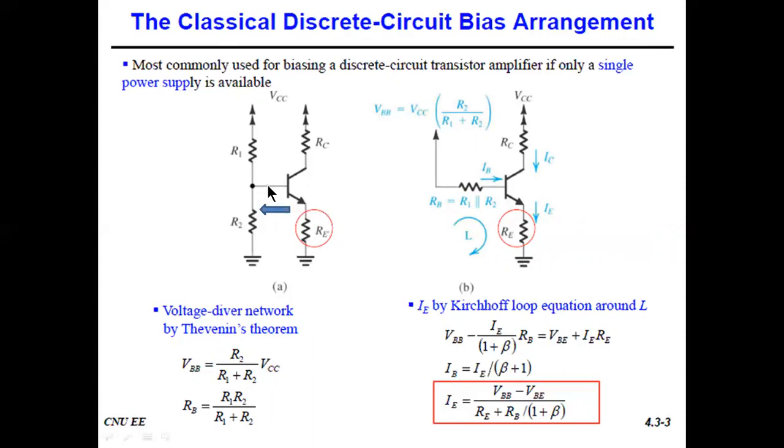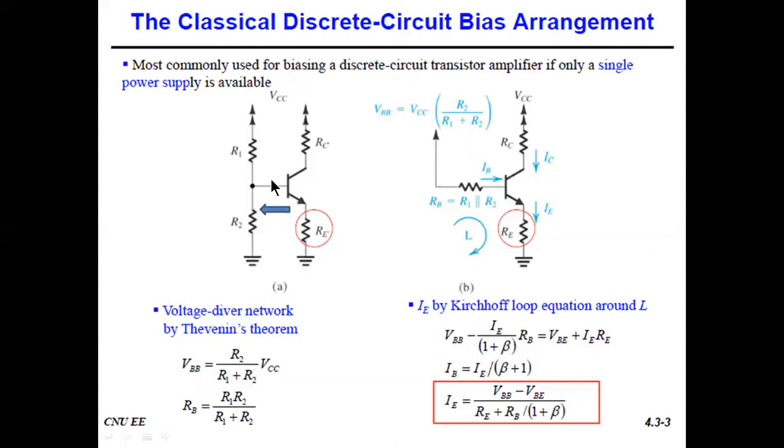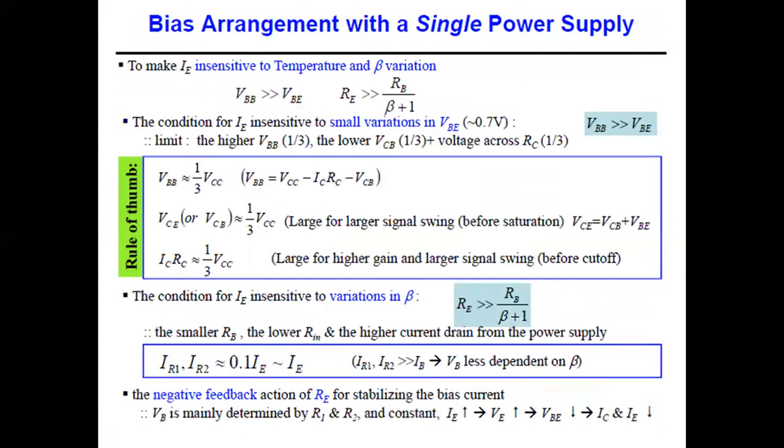If VE increases, then the value of VBE decreases, because VB should remain constant here. This voltage remains constant. If IE increases, VE increases, and because VB is constant, the voltage across the junction, the VBE value, should decrease. If VBE decreases, then correspondingly the values of IC and IE are also going to decrease.